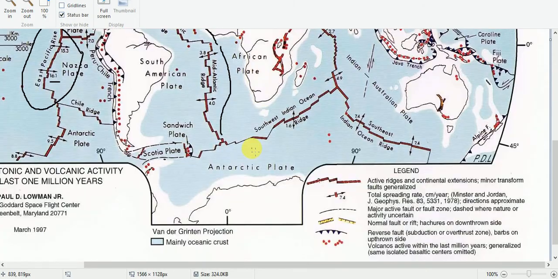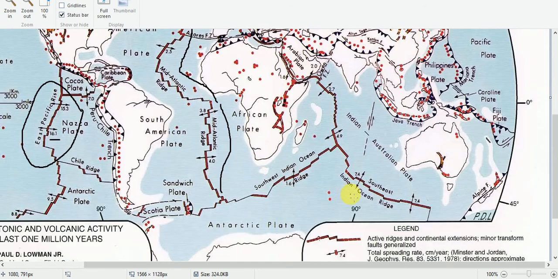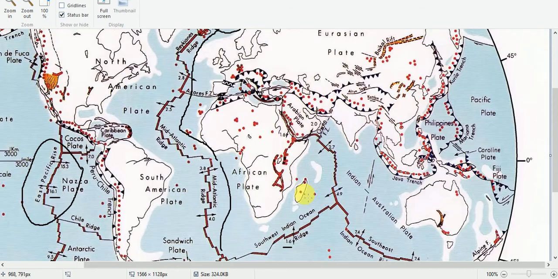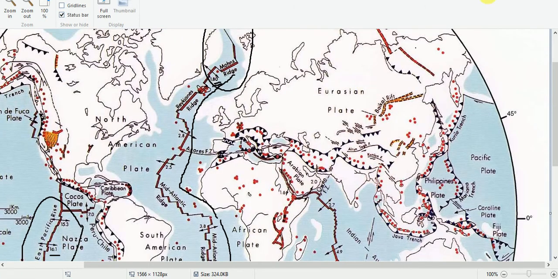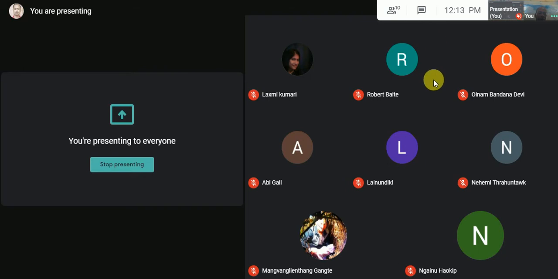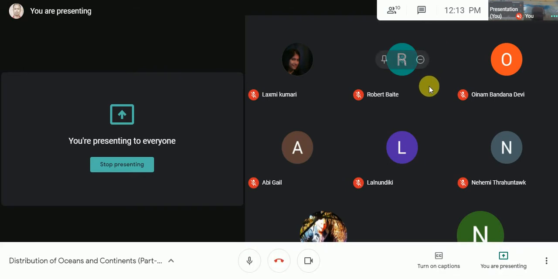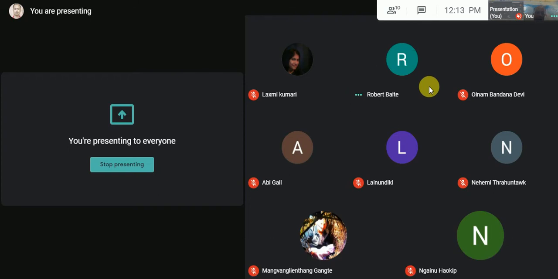In this way, the rate of plate movement is different from place to place. Here in the Indian Ocean it is 7.4 centimeters per year, and here in the Southwest Indian Ocean it is 1.6 centimeters per year. Up to here, any question from your side? Boys and girls, do you have any question regarding the plate movement? Okay, let me proceed.